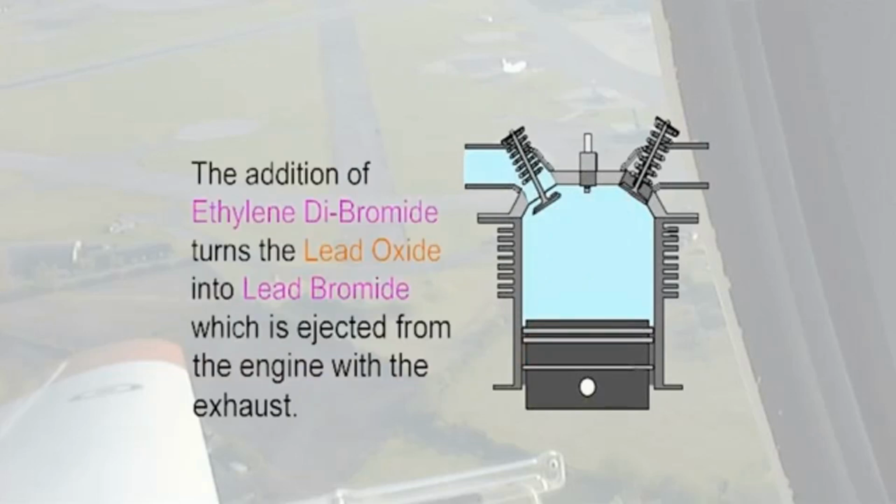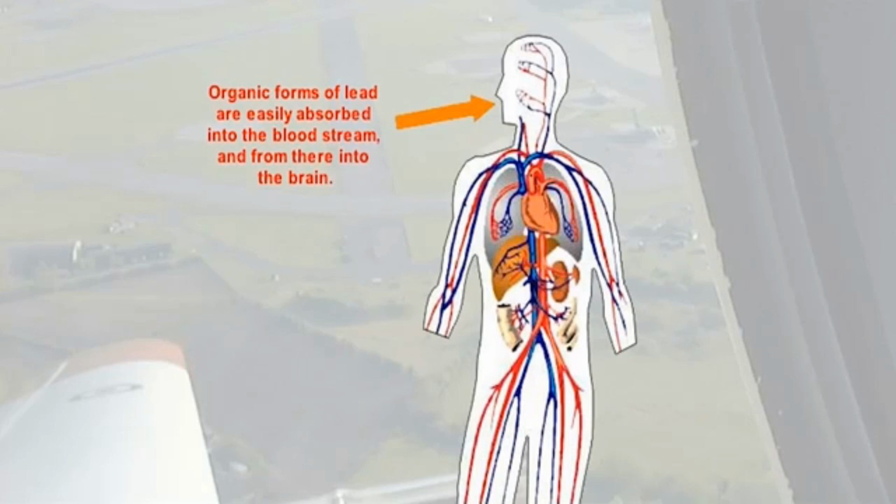To prevent this corrosion, it's necessary to add ethylene dibromide to the fuel to change the reaction during combustion to allow lead bromide to form. Lead bromide is volatile, and thus is easily ejected, as a halide, with the exhaust gases. Lead in the atmosphere is absorbed into the bloodstream, especially organic forms such as lead bromide, which are fat-soluble. Because they're fat-soluble, they therefore have a particular tendency to distribute themselves into the brain and will cause damage there.